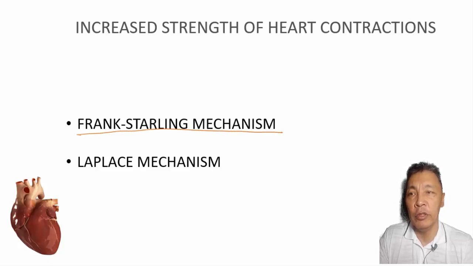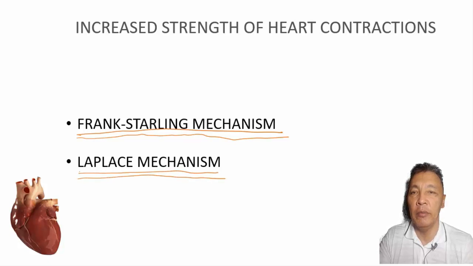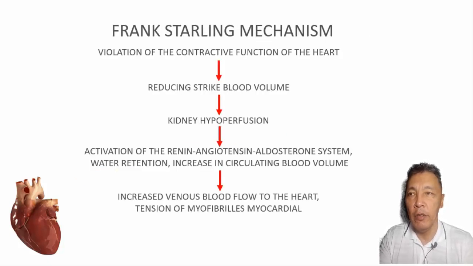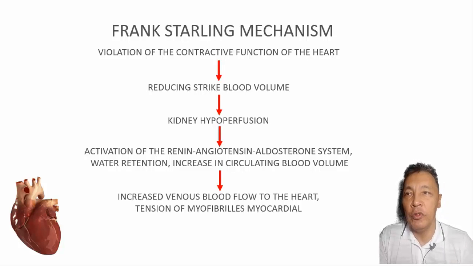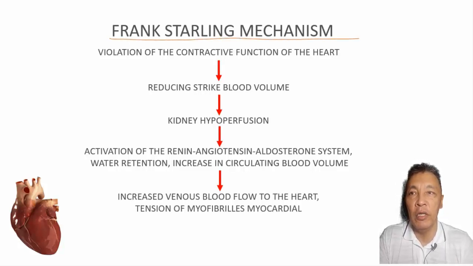Let's talk about the urgent compensation mechanism, in particular about increasing the force of heart contraction. An increase in the strength of heart contraction occurs by two mechanisms: first, the Frank-Starling law, and second, the Laplace mechanism. The Frank-Starling law states that the more the heart muscle is stretched by the incoming blood, the greater the force of contraction, and the more blood enters the arterial system.